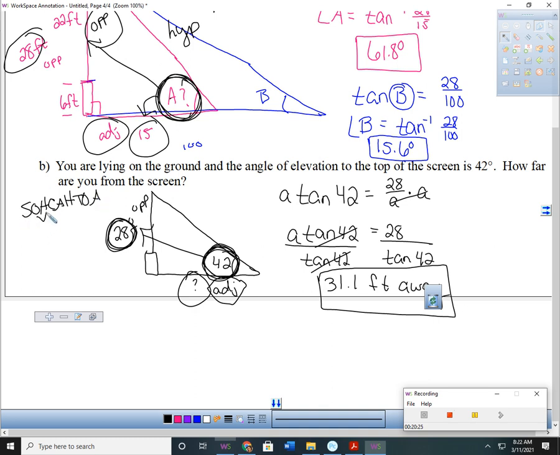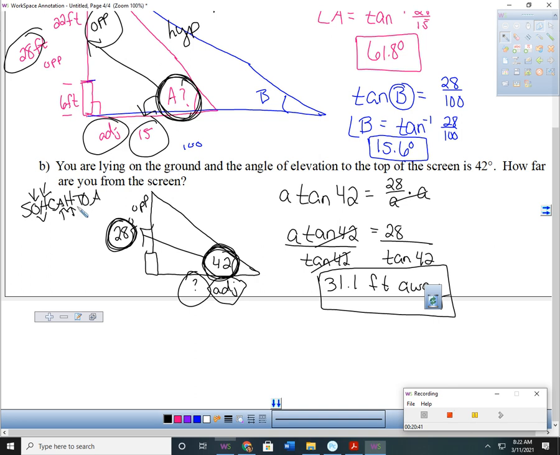So if I have these two, like if maybe I don't know the opposite, but I know the hypotenuse, right? It doesn't matter. I'm using opposite and hypotenuse. Or if I have the adjacent, but I don't have the hypotenuse, and that's what I'm trying to find, I'm using adjacent and hypotenuse. Are y'all with me on this?